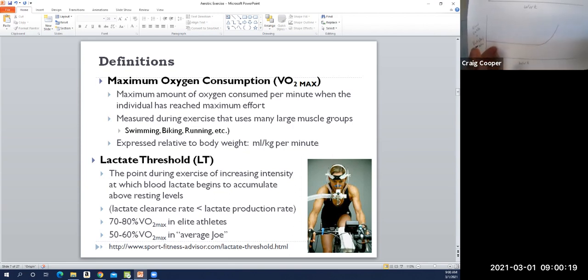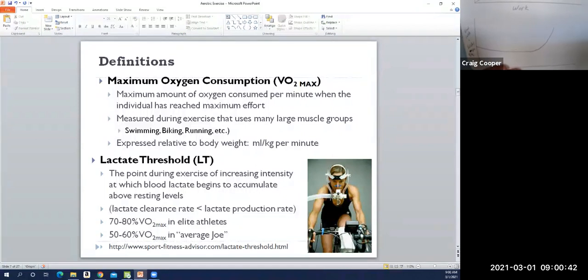Just like if we're producing lactate, but we're getting rid of the lactate, we're not going to see blood lactate levels rise. At some point, as that workload increases, we're going to get to the point where we're going to see this really steep rise. And that basically coincides with where we no longer can process the lactate that the muscles are producing. So we start seeing it show up in the bloodstream.